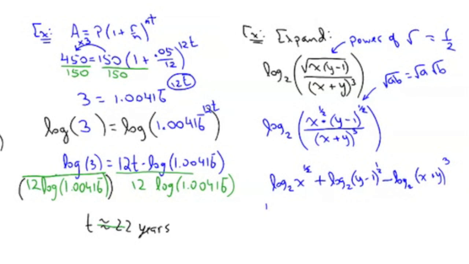So this becomes a half log base 2 of x plus a half log base 2 of y minus 1, minus 3 log base 2 of x plus y. Do not separate additions, do not separate subtractions within a logarithm. Only multiplication and division. That's the best you're going to get out of it.